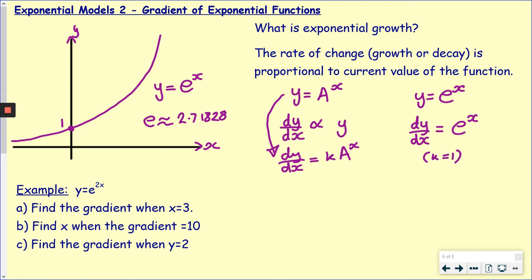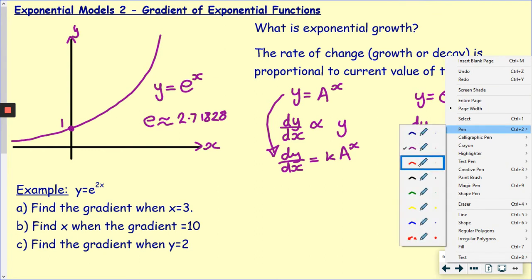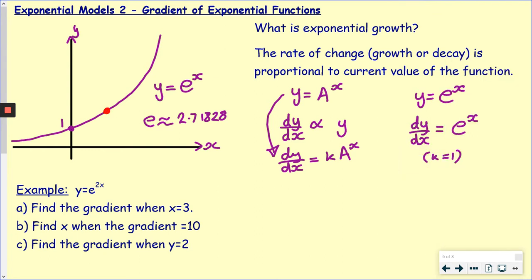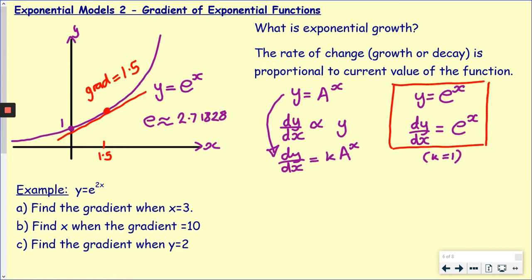So if we come over to our graph on the left-hand side, and I take a point here and draw the tangent, then the gradient of that graph is going to be equal to this y value here. In this case, let's say x is 1.5, so the gradient would be e to the 1.5. It has this very, very special property, and we're going to use this property to help us when we are solving these problems.